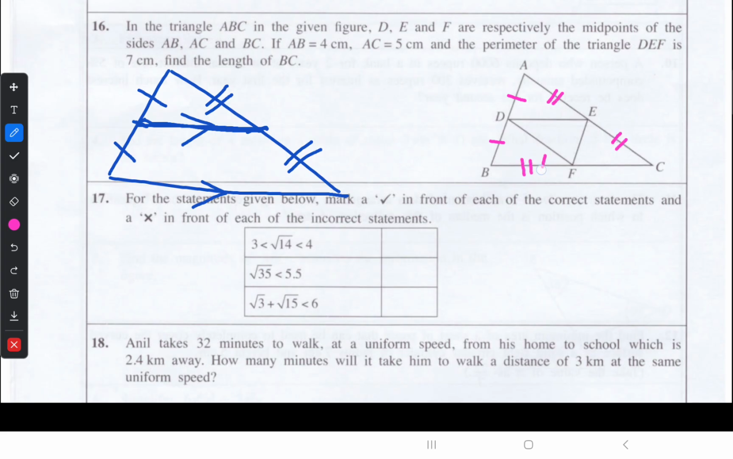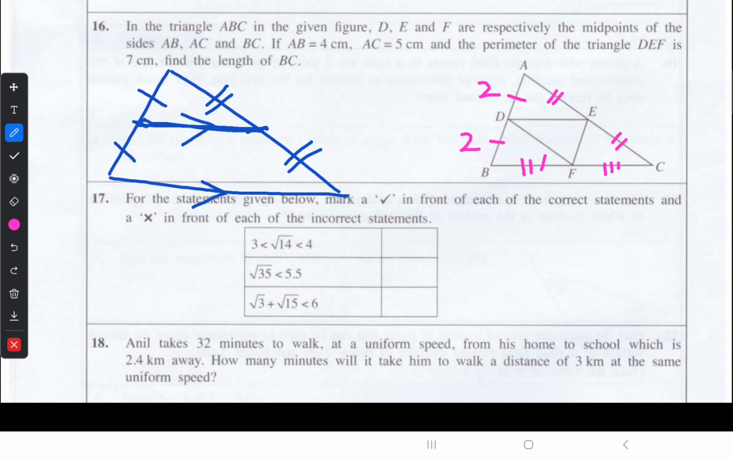Similarly, this one and this one are equal. Then AB is 4 centimeters. AB totally 4 centimeters means this is 2 and this one also 2. Here we can use the midpoint theorem.